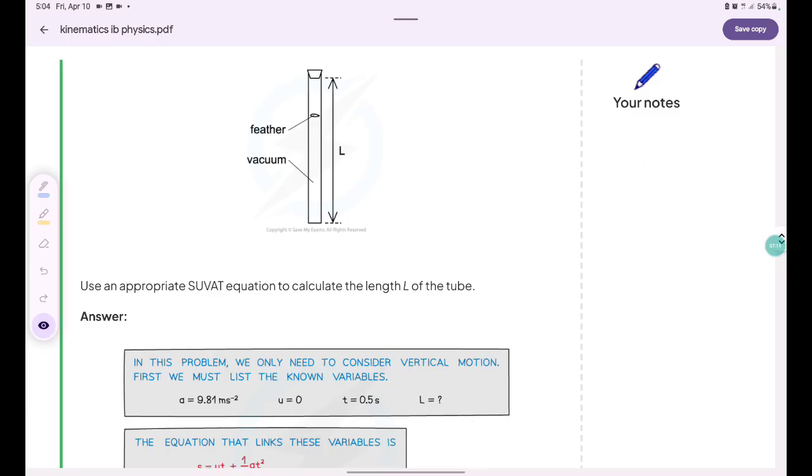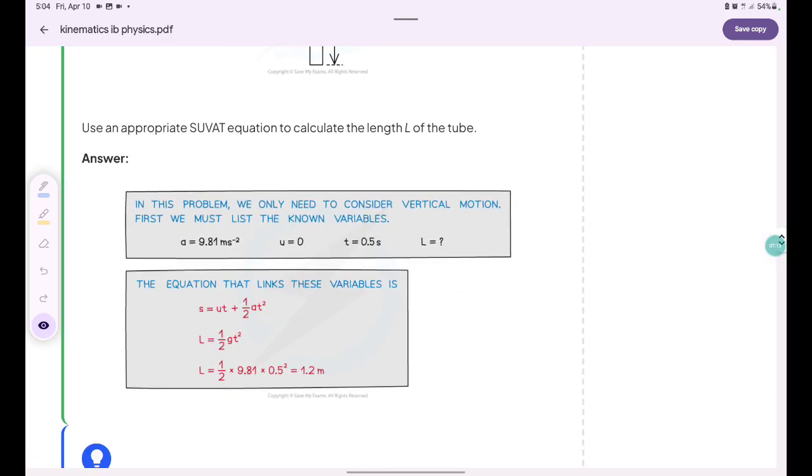First of all, we write our known variables, or list the known variables. A equals 9.8 meters per second squared, u equals 0, t equals 0.5 seconds, and L we are asked to find, it needs to be calculated.